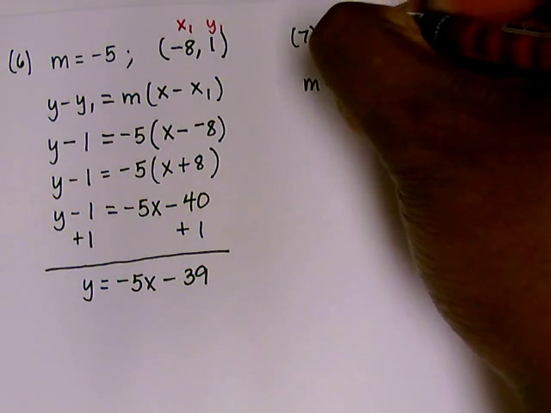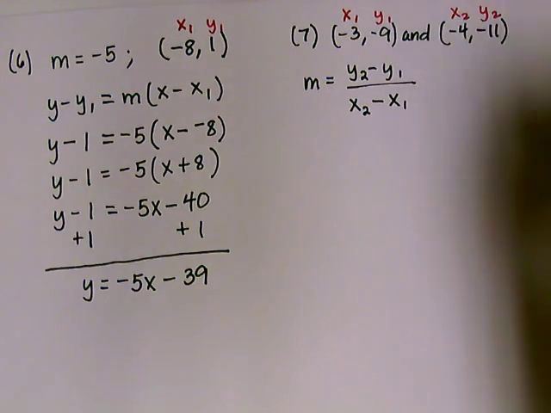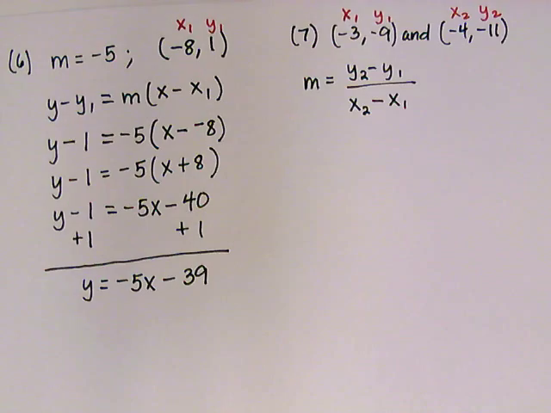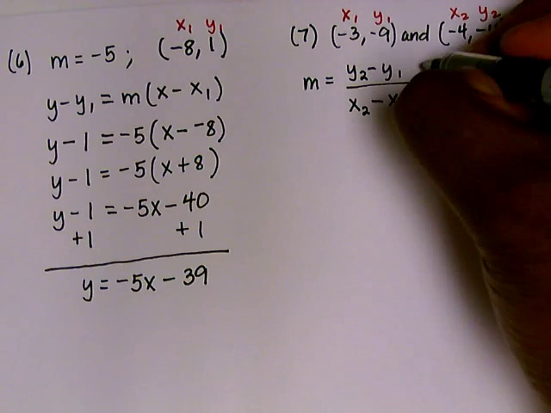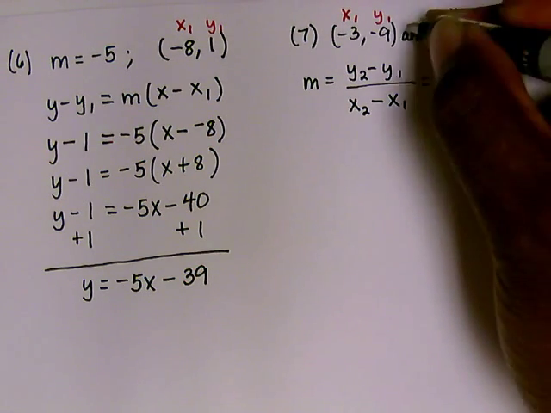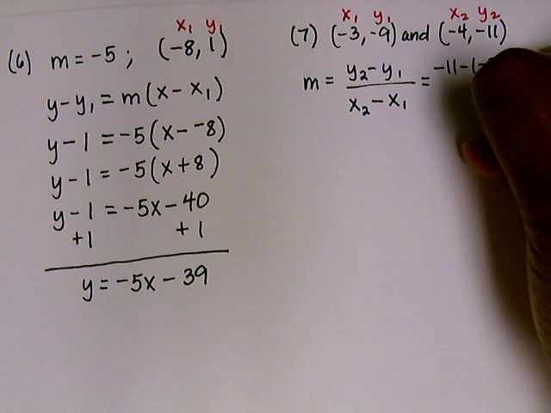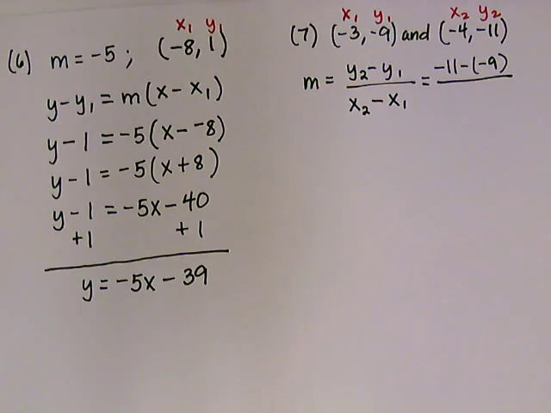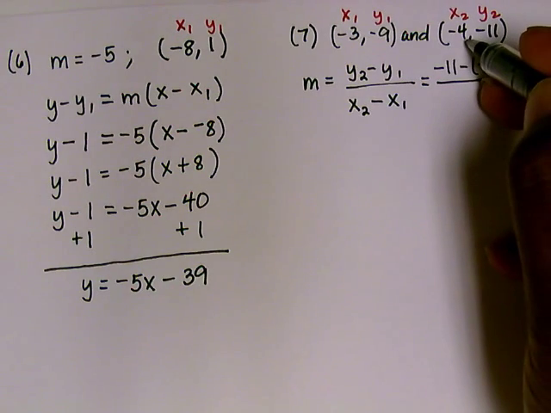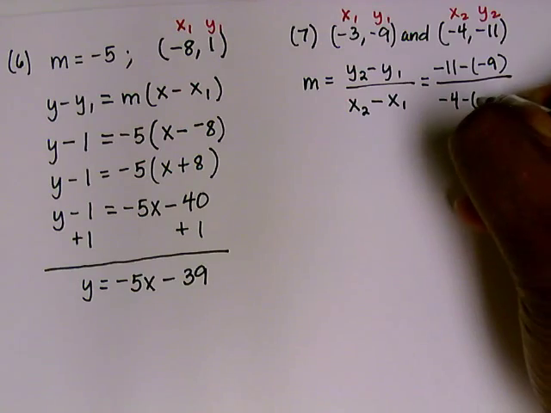So in this case here, here's x1, y1. The second point I'm going to label the coordinates as x2, y2. And substitute in that formula. y2 minus y1 is this, negative 11 minus a negative 9. And that's divided by x2 minus x1. x2, negative 4 minus x1, negative 3.